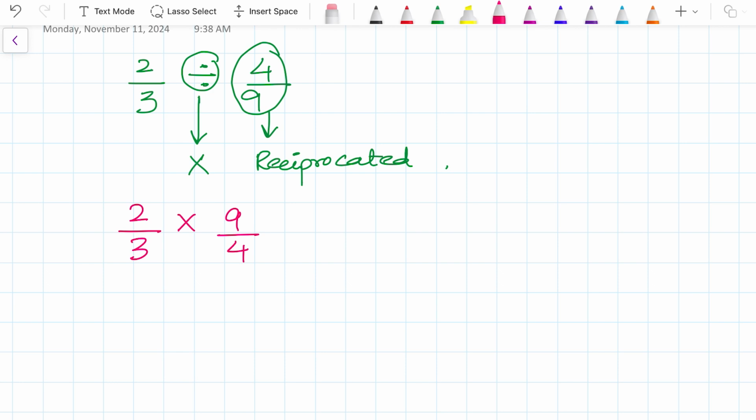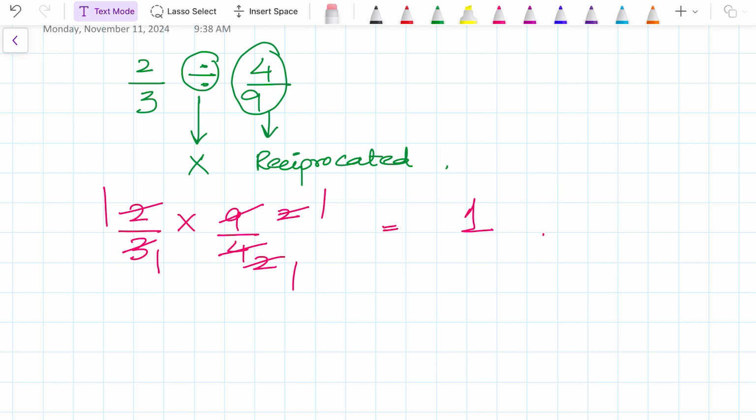Once you've converted it into a multiplication of fractions, then we go with the same process of simplification followed by multiplication. 3 times 1, 3 times 2, 2 times 1, 2 times 2, 2 times 1, 2 times 1. At the end we are just left with 1 as my answer.